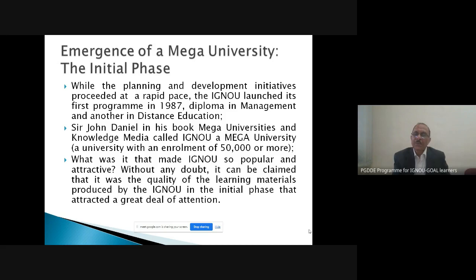Why is IGNOU so popular and attractive? I think as soon as it started offering the programs, it became popular in the country. The main crux of this is the quality of the material. The program was designed with the best faculty from within the university and from outside institutions. We invite outside experts as well. When they designed the program with care, naturally the material that came out was good material, and it attracted the attention not only of the learners, but even the public at large.